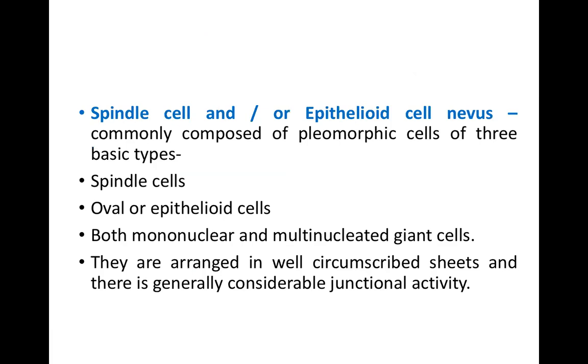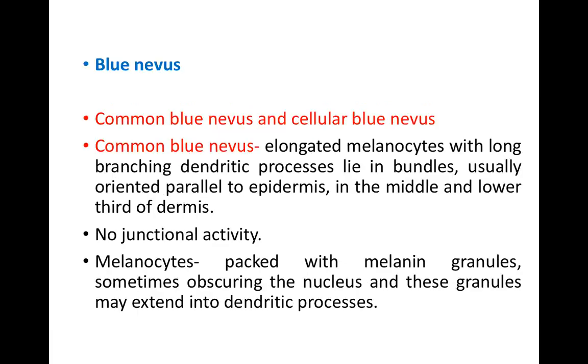Spindle cell or epithelioid cell nevus is commonly composed of pleomorphic cells of three types: spindle cells, oval or epithelioid cells, and both mononuclear and multinucleated giant cells. They are arranged in well-circumscribed sheets, and there is generally considerable junctional activity.